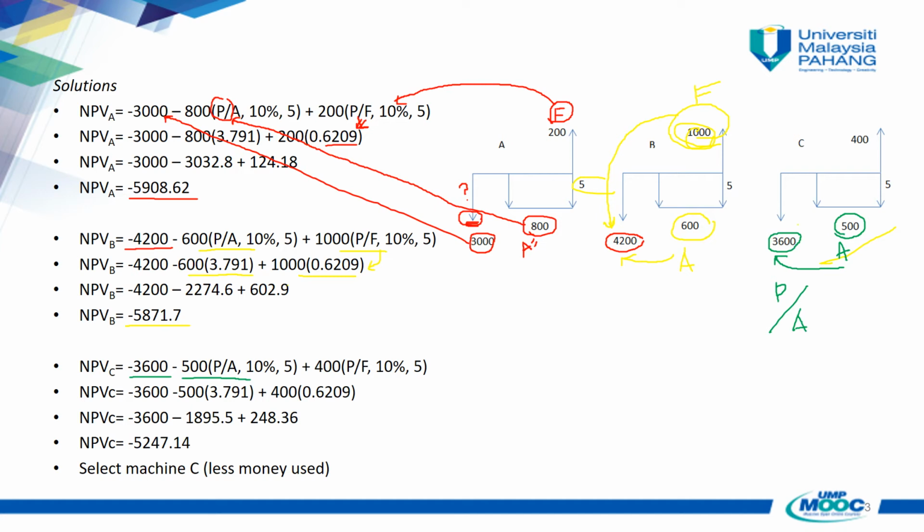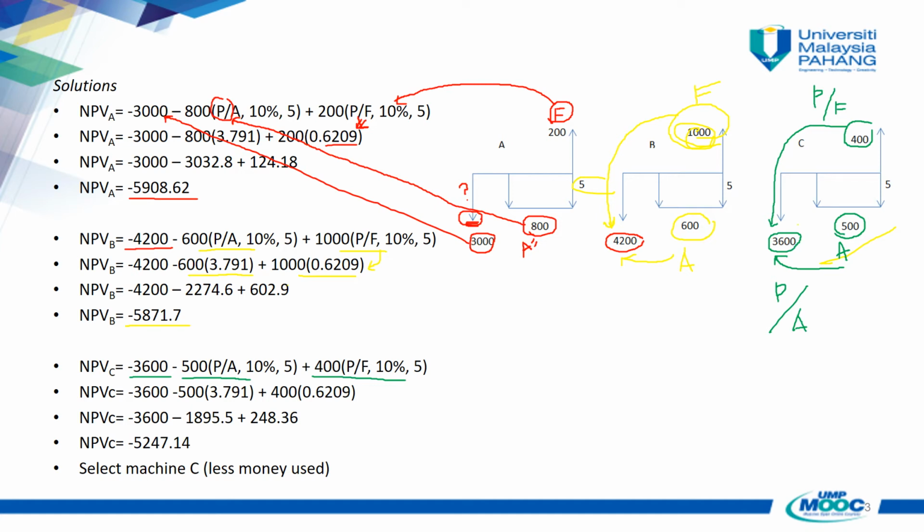Alright, so what is the salvage value? Salvage value is 400 here, but we want to know what happened to our money today at the present value. So we call those finding P when we know the F. Alright, what is the F? F is 400. Once we convert this, we will see that negative 3,600 minus the 500 multiplied by 3.791.